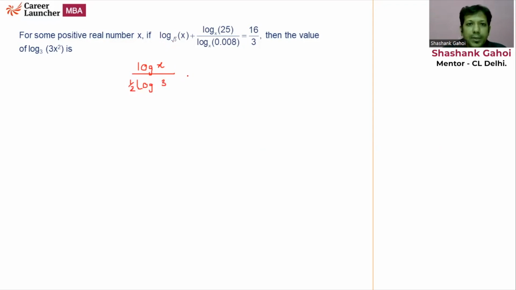Plus log 25 is 5 squared. So I can write this as 2 log 5, the power comes in front, upon log x, minus, this is 1 upon 125, so minus 3 log 5 upon log x. This is what we can write. And that is equal to 16 upon 3.